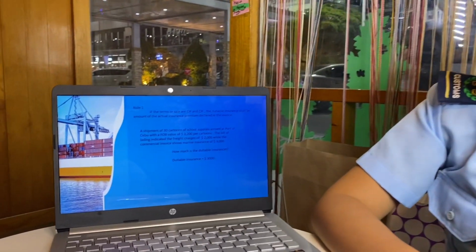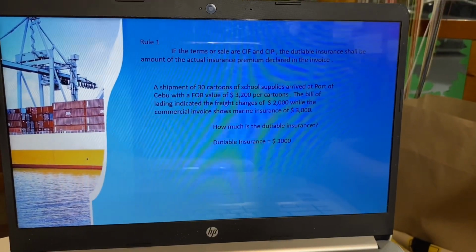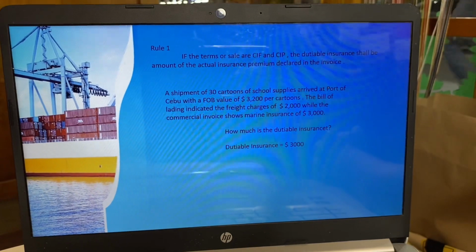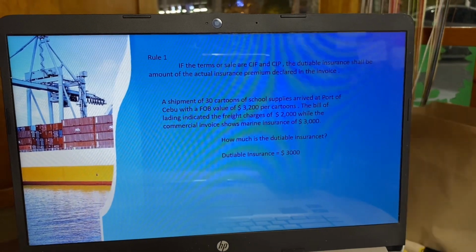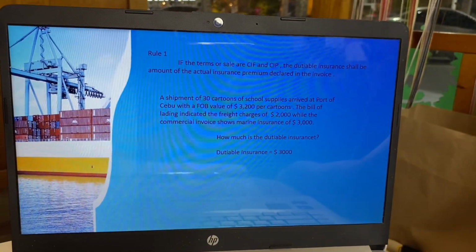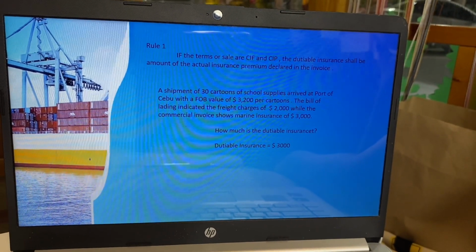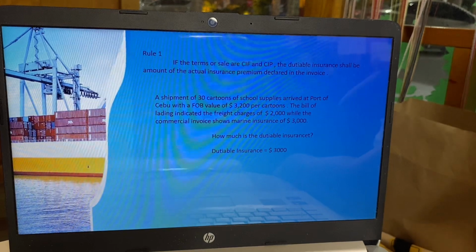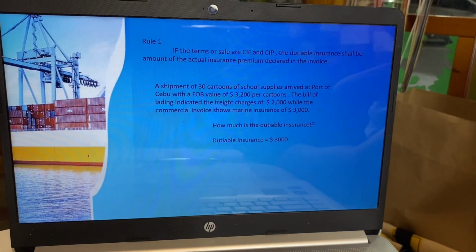Under dutiable insurance, we have 4 rules. First, we're going to tackle rule number 1. If the terms of sale are CIF and CIP, the dutiable insurance shall be the amount of the actual insurance premium declared in the invoice. A shipment of 30 cartons of school supplies arrived at Port of Cebu with a FOB value of 3,200 per carton. The bill of lading indicated freight charges of 2,000, while the commercial invoice shows marine insurance of 3,000.